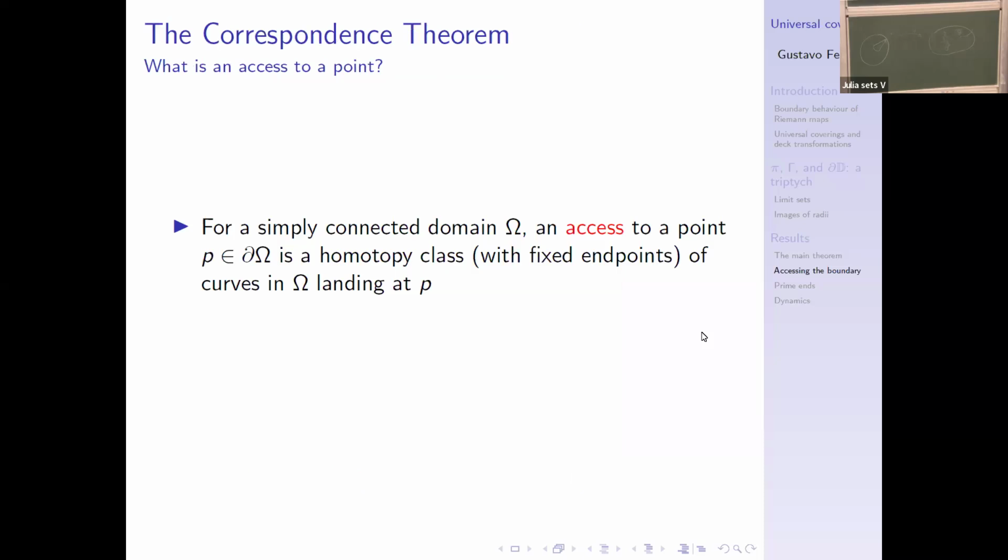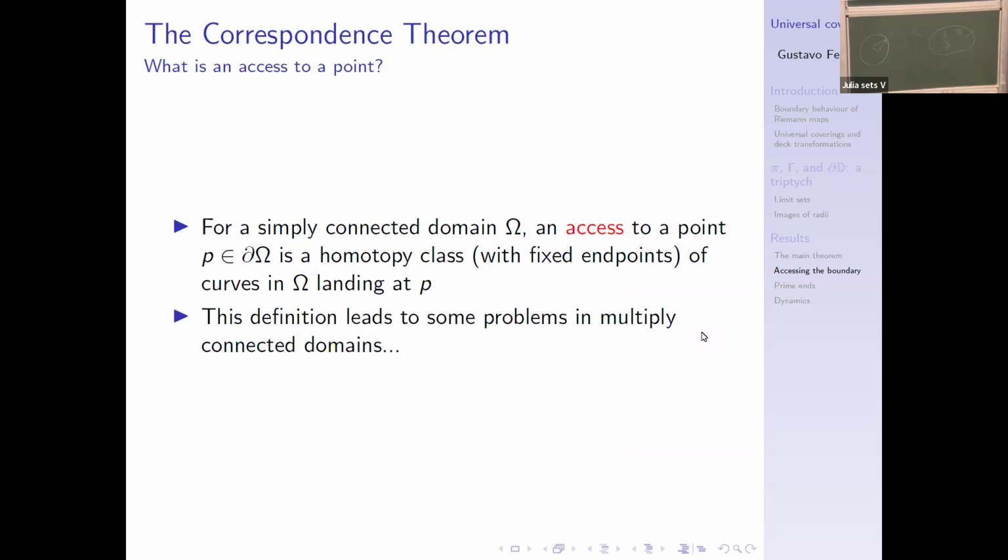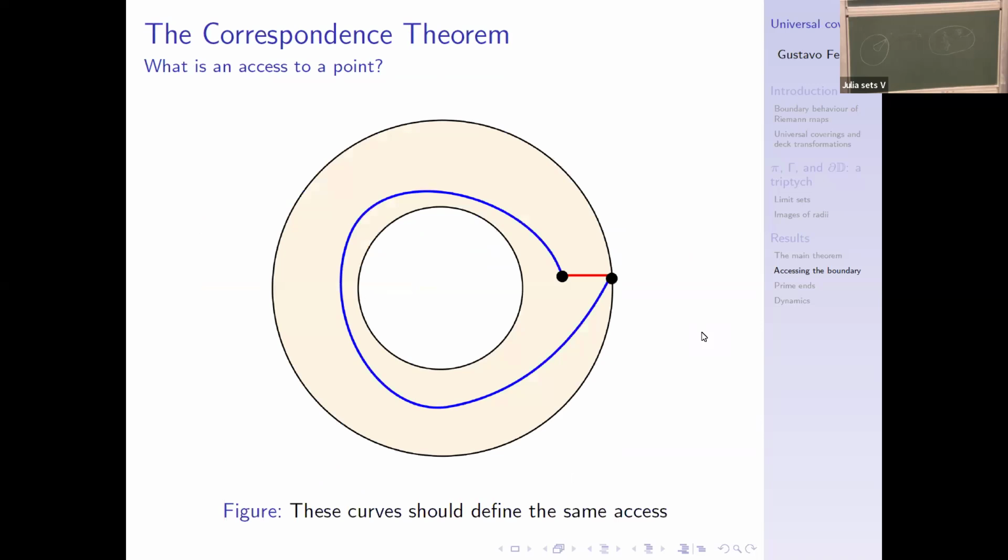And now how does the whole correspondence theorem look like in this setting? Well, we said before that an access to a point on the boundary of a simply connected domain is going to be some homotopy class with fixed endpoints of curves landing at this guy. But using this definition here brings some problems, right? Because for instance, if I take the annulus and I take this point on the boundary, I can take this curve, and they're not homotopic, but they should be the same access, right? I'm accessing this guy basically from the same side of the boundary.